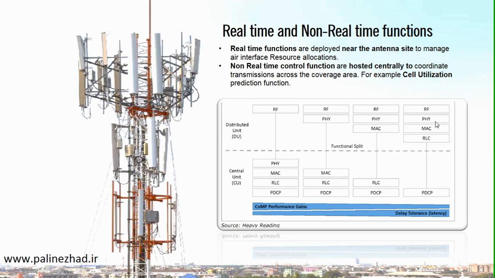Here we have everything on the DU, distributed unit, and here we have everything on the centralized unit. When everything is on the centralized unit, we can manage things from higher layers, and when everything is in the distributed unit, it means we have faster access to the distributed unit and it will be delay tolerant.